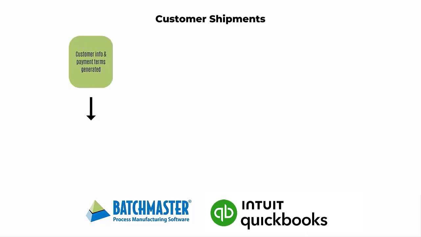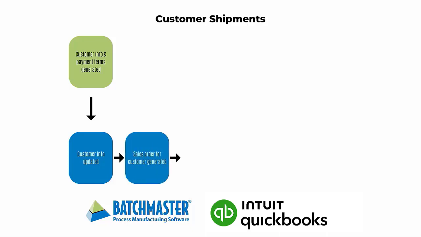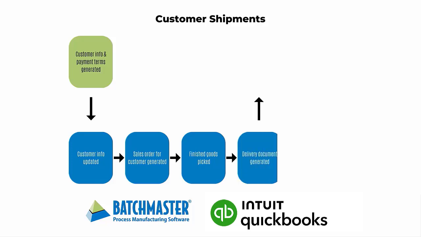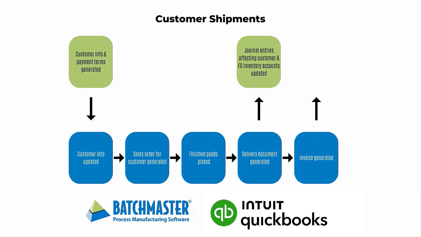Let's take a look at the sync between QuickBooks and BatchMaster whenever it comes to customer shipments. First, in QuickBooks, the customer information and payment terms are generated. Next, in BatchMaster, that information is synced and the customer information is updated. A sales order for the customer is generated. The finished goods are picked. The delivery document is generated. And then in QuickBooks, there's going to be a journal entry that's going to affect the customer, and the finished goods inventory account will be updated. An invoice will be generated and the customer is notified.